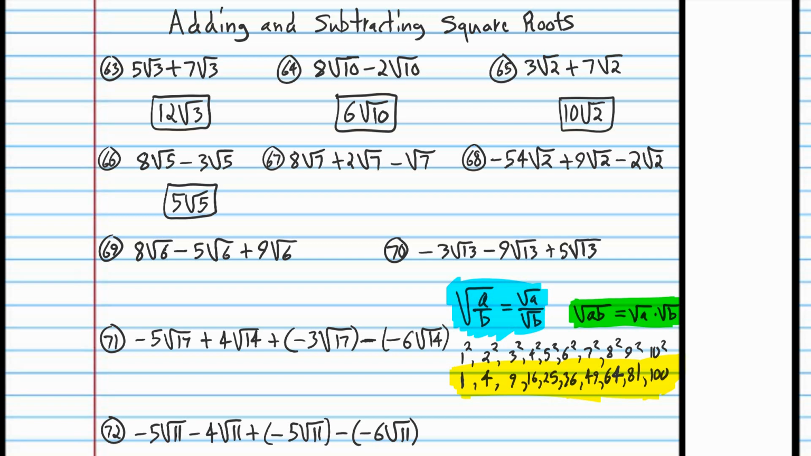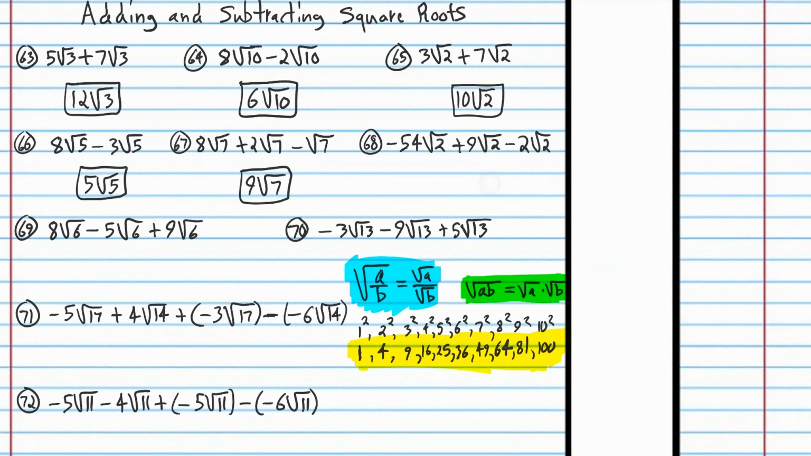So 8 plus 2 is 10, and by the way, there is no number here. There's no coefficient. But in the same way that there's no coefficient for x, it's just assumed to be 1x. So this is minus 1 root 7. So we have 8 root 7 plus 2 root 7 is 10 root 7. And then 10 root 7 minus 1 root 7 is 9 root 7. So hopefully you didn't get tripped up by that. If you did, that's okay. Now you know what the answer is. Try 68. When you come back, we'll do it together.